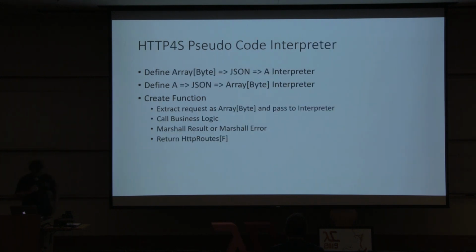All right. Hopefully that's all right. So the pseudo code for let's say HTTP4S. The first thing that we would do is define an array of byte interpreter that uses one of our JSON interpreters. So we can go from an array of bytes, which is the request body, to JSON to some type A, and vice versa. So A to JSON to the output request. We would then create this function. I'm sorry.